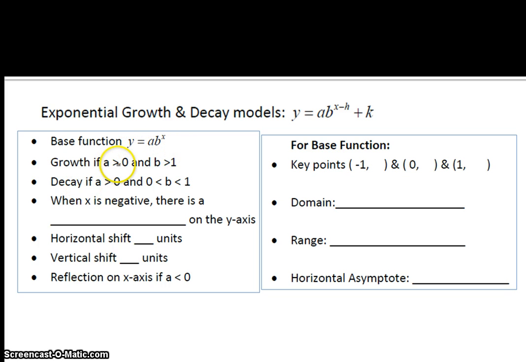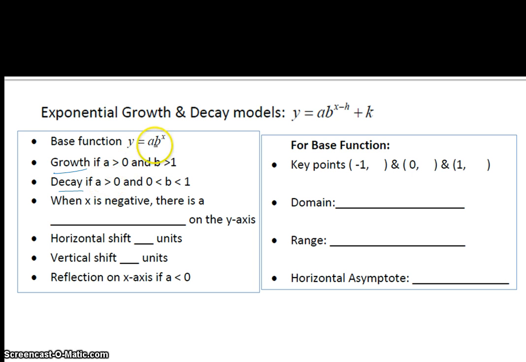If your a number is bigger than 0 and your b value is bigger than 1, it's growth. It's decay if a is bigger than 0, but b is a fraction between 0 and 1. For both growth and decay, note that a is bigger than 0. So really the growth and decay depends on your b value. If b is bigger than 1, it's growth. If b is a fraction between 0 and 1, it's decay.